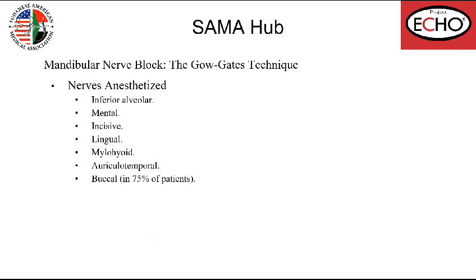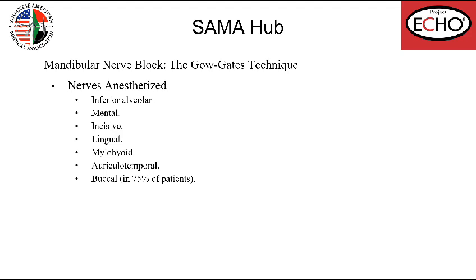Nerves to be anesthetized: inferior alveolar nerve, mental nerve, incisive nerve, lingual nerve, mylohyoid nerve and auriculotemporal nerve, and buccal nerve in 75% of patients. Why are there more nerves involved in this anesthesia? Of course, because as I mentioned, it's higher in level, so it is before giving these branches. I am targeting the nerve trunk before giving these branches.